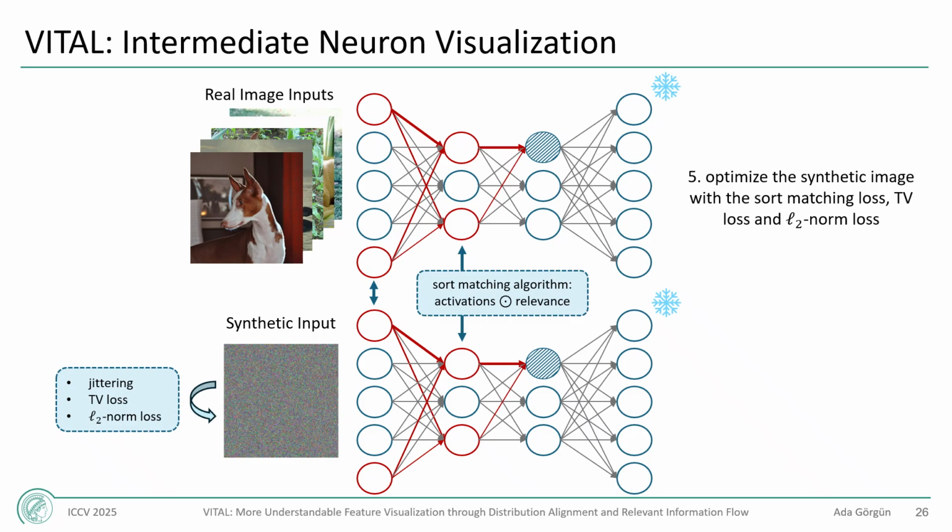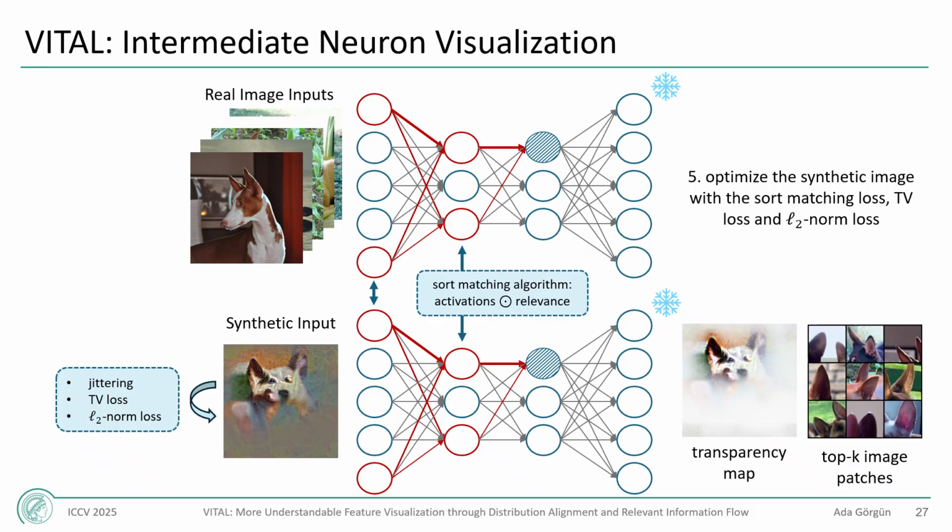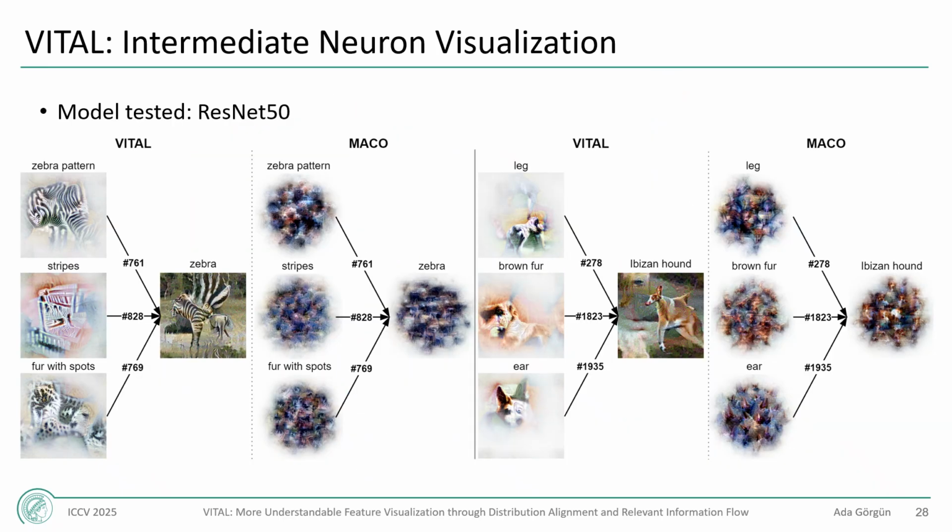We again optimize the synthetic image using sort matching loss at the selected blocks, similar to class neuron visualization. To aid inspection, we overlay a transparency map that visualizes the agreement between the neuron visualization and the top K image patches that activate the neuron the most. We provide visualizations of small circuits for two interesting classes of ImageNet. For each class, we find the three most relevant neurons in the penultimate layer of ResNet50 based on LRP relevance scores, and visualize these neurons through ViTAL and MACO. In comparison to MACO, ViTAL achieves higher interpretability.